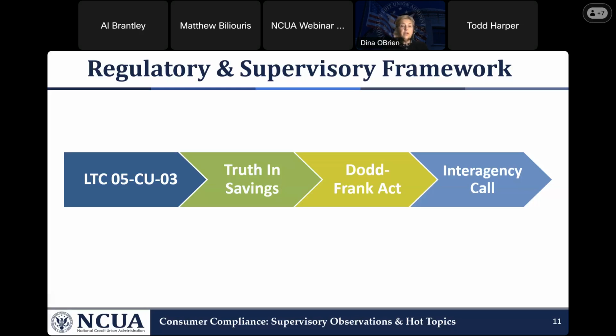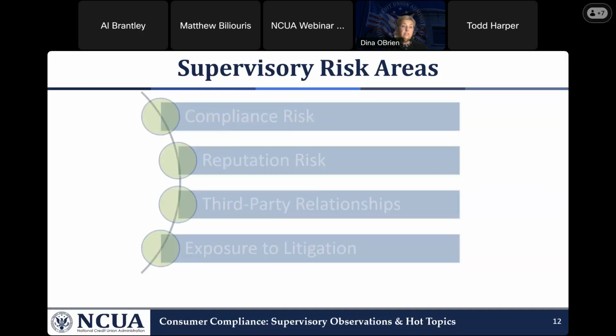The Dodd-Frank Wall Street Reform and Consumer Protection Act, also known as the Dodd-Frank Act, created the Consumer Financial Protection Bureau, or CFPB, in 2010. Among other things, it made it unlawful for any provider of consumer financial products or services, or a service provider, to engage in any unfair, deceptive, or abusive act or practice. In late 2016, NCUA again joined the other FFIEC agencies on an interagency call for the industry to address overdraft practices and issues identified through consumer complaints, examinations, and enforcement actions. Next slide, please.